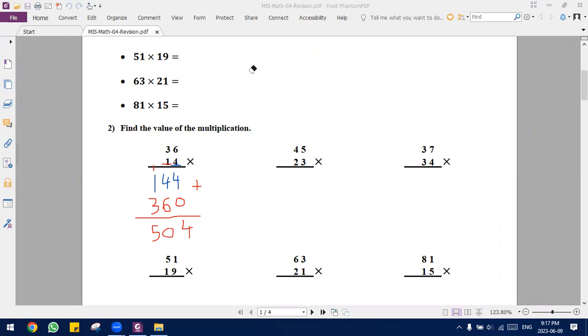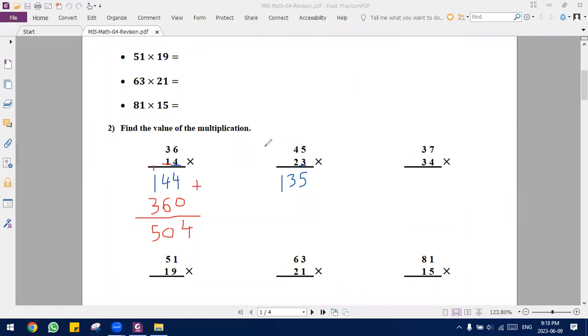Now let's do the second value. 45 times 23. As we said before, this one in blue, so I will multiply 45 by 3. 5 times 3, 15. We carry 1. 4 times 3, 12, and 1, 13. Now let me remove this carry part.